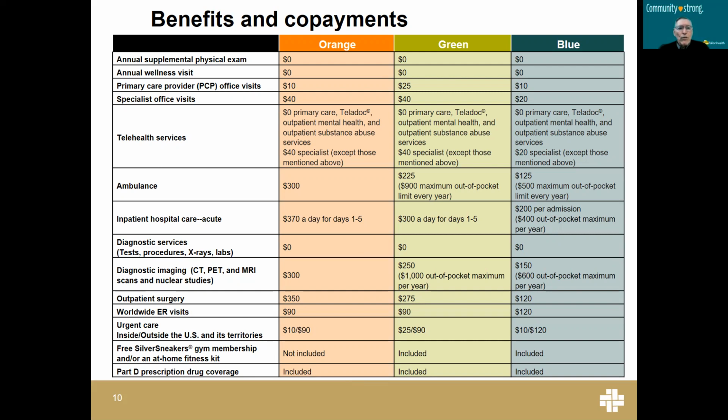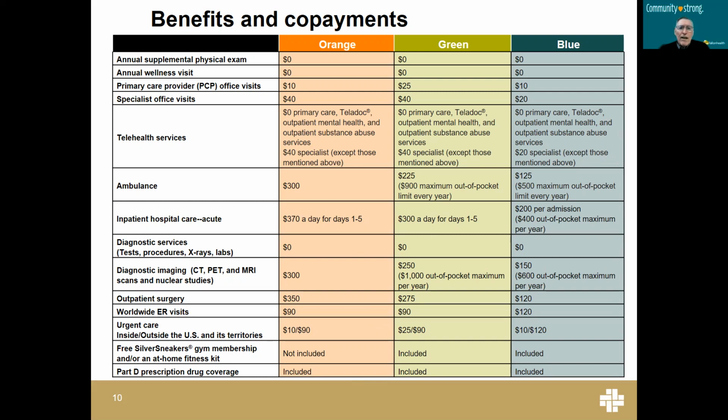Next is the worldwide emergency room visits, and that is a $90 copayment on the orange plan. If you're in the United States and can utilize an urgent care facility, that is covered with a $10 copayment, and worldwide urgent and emergency services are going to be $90 on the orange plan. The Silver Sneaker gym membership is not included on the orange plan. Prescription drug coverage is covered, and we will see that breakdown in just another couple of minutes on another slide.